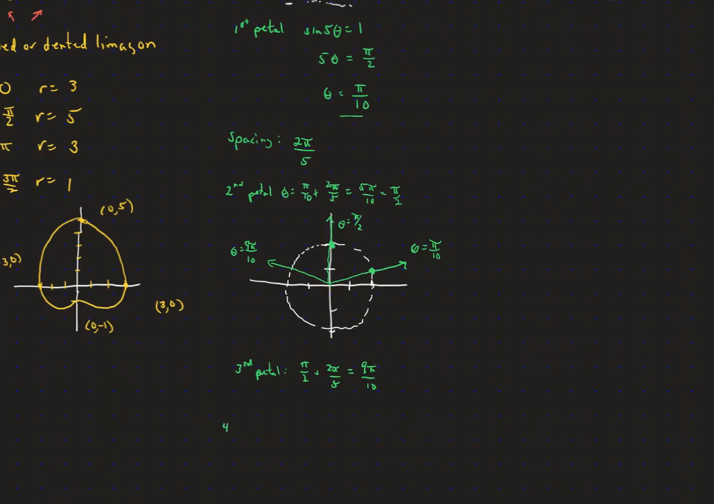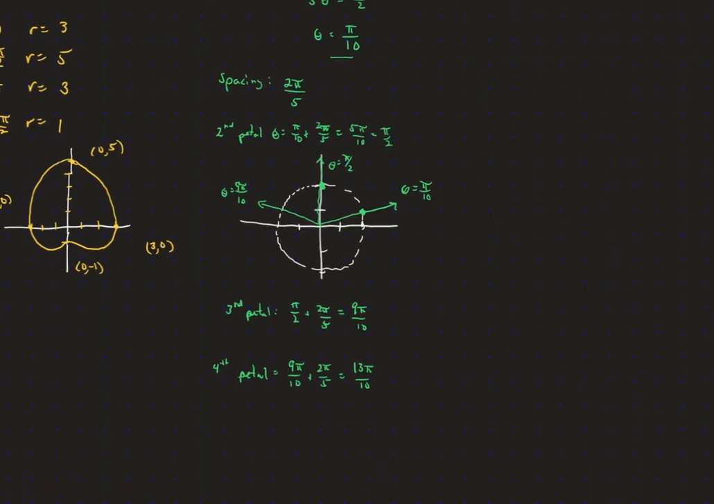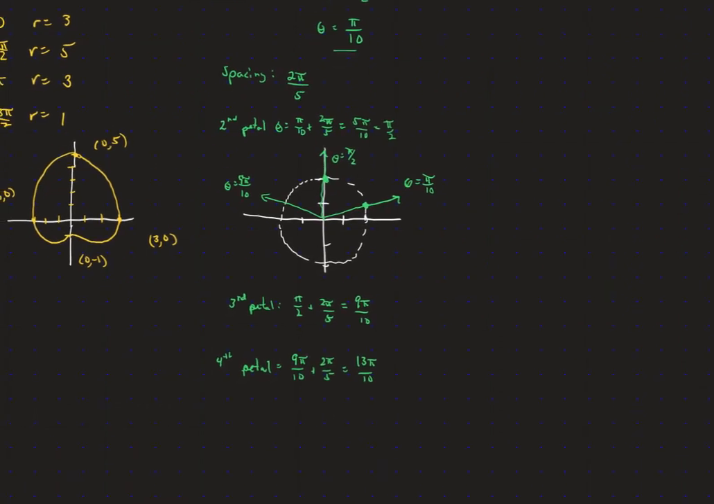And our fourth petal is going to be 9 pi over 10 plus another 2 pi over 5. So that's another 4/10 plus 9/10, which is 13 pi over 10. So let's see, that's 10/10. So 13 pi over 10 is going to be somewhere over there, and that's going to be the end of our next petal.